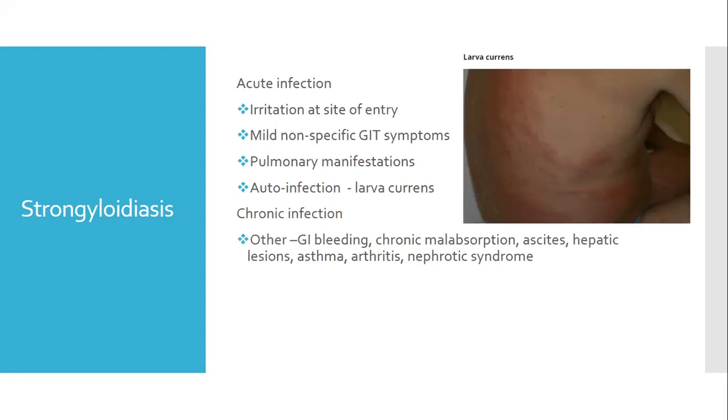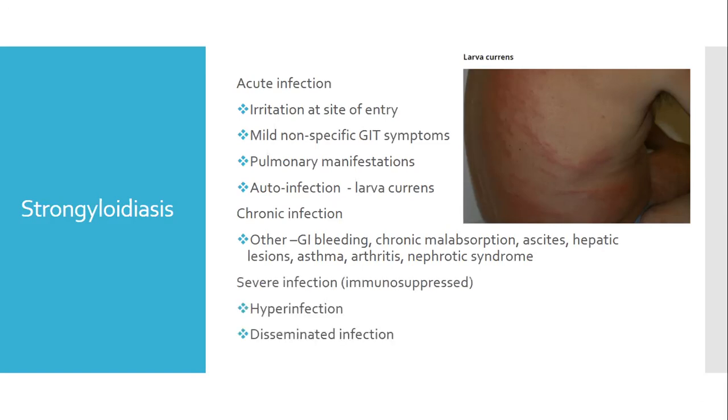So the patients that have a chronic infection can really present a diagnostic challenge if they are symptomatic. They can get GIT bleeding, chronic malabsorption, ascites. They can even get arthritis and nephrotic syndrome. And then those that are immunocompromised can get severe infection.